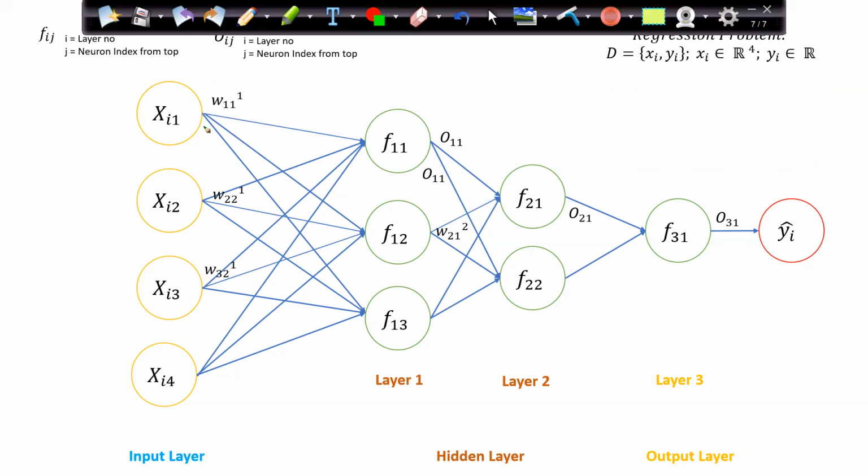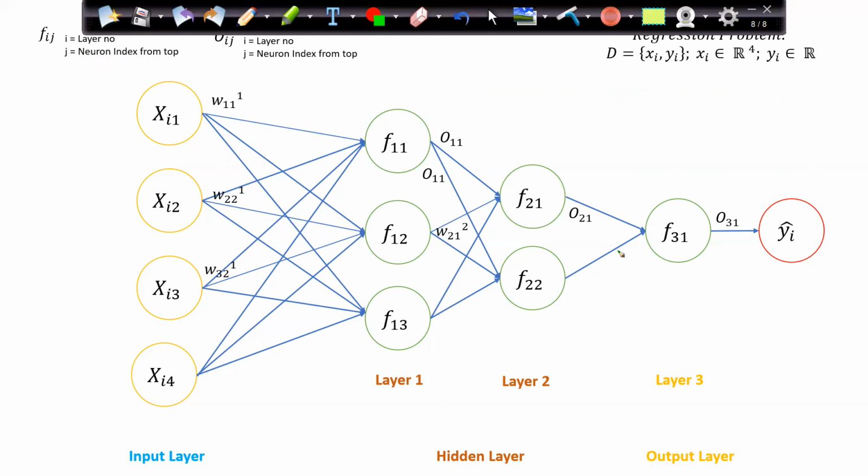So here again we had a discussion about the notation, right? This W11 is nothing but from my first layer. If you see here, layer number and neuron index from top, so it's my first layer and I'm having the first neuron. W22 is going to the second layer, this W22 is nothing but this one. This will be W21, like that. So you'll get all the notations.